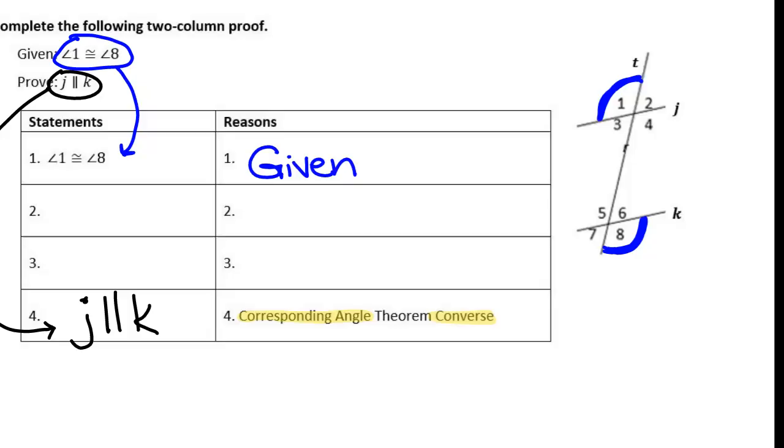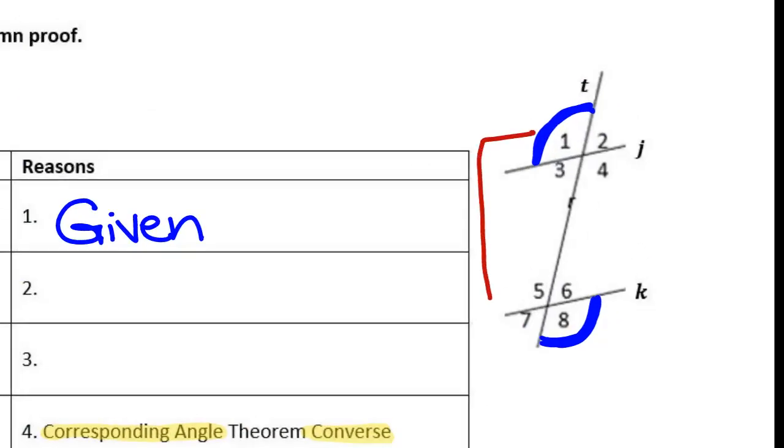No. I either need the corresponding angle for angle 1, or I need the corresponding angle for angle 8. 4 and 8, or 1 and 5. 1 and 5 or 4 and 8. It doesn't matter which one we pick. Are you guys okay if we do 1 and 5? All right, 1 and 5 are corresponding angles.